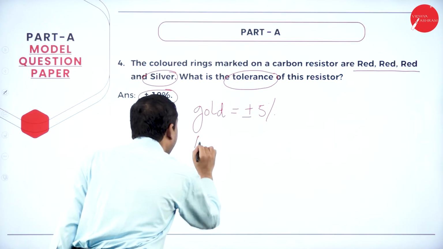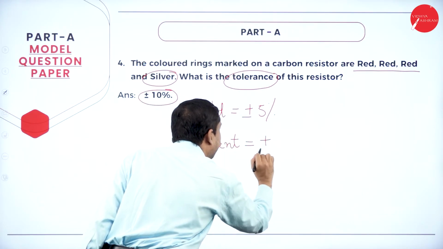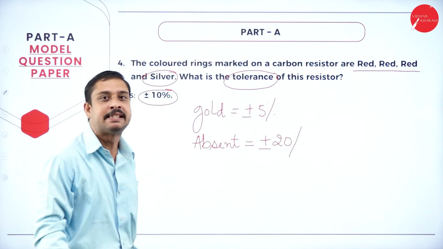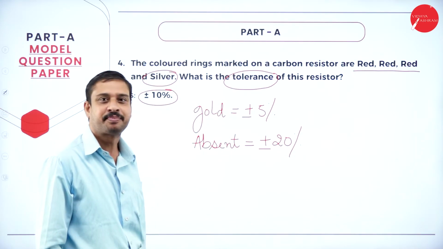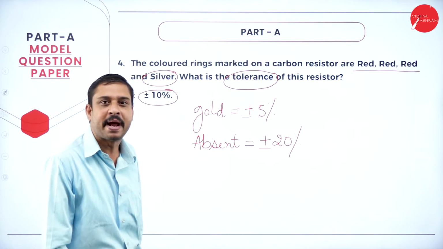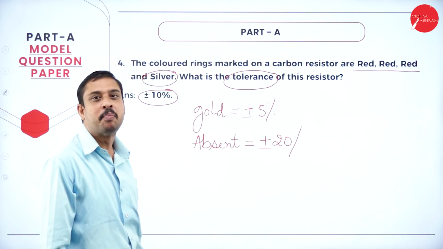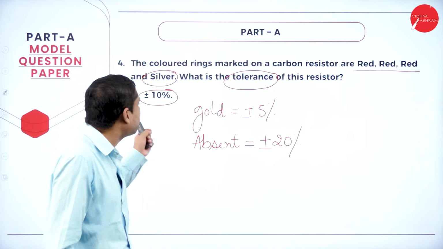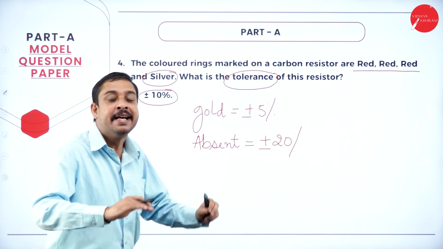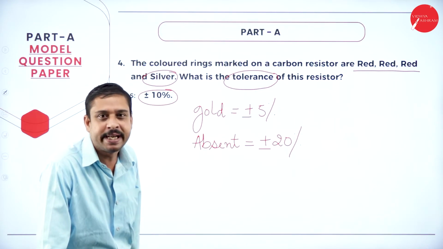It may be gold, where the tolerance becomes plus or minus 5%. Sometimes the fourth band will be absent. When the fourth band is absent, the tolerance level will be plus or minus 20%. So just note this: if the fourth band is silver, the tolerance is plus or minus 10%. If the fourth band is gold, it is plus or minus 5%. If the fourth band is absent, that is, not marked on the resistor, the tolerance is plus or minus 20%.